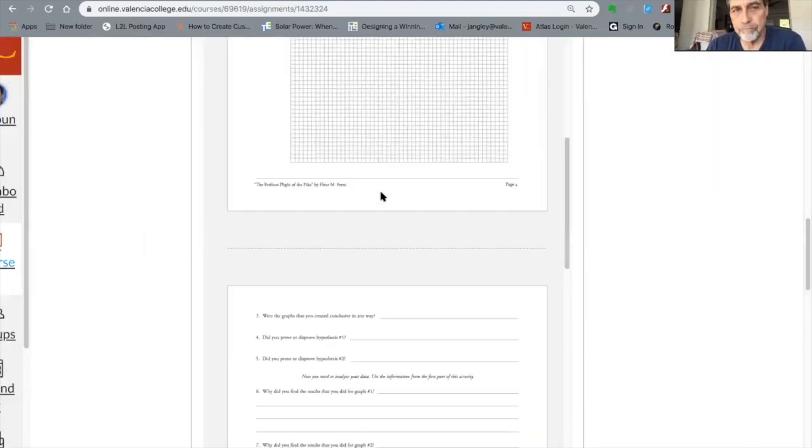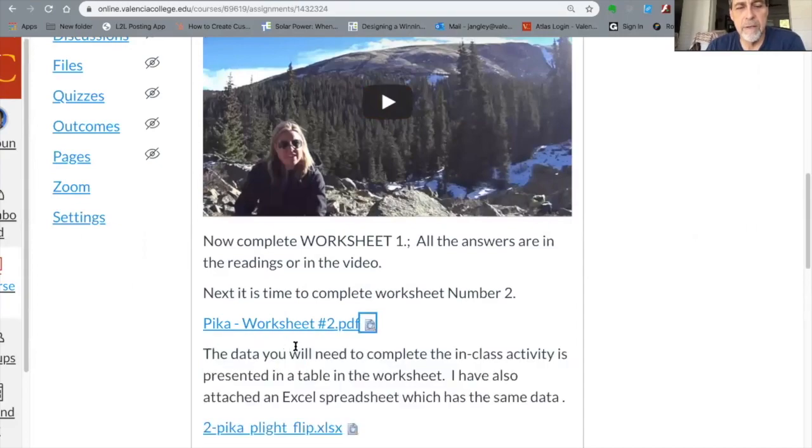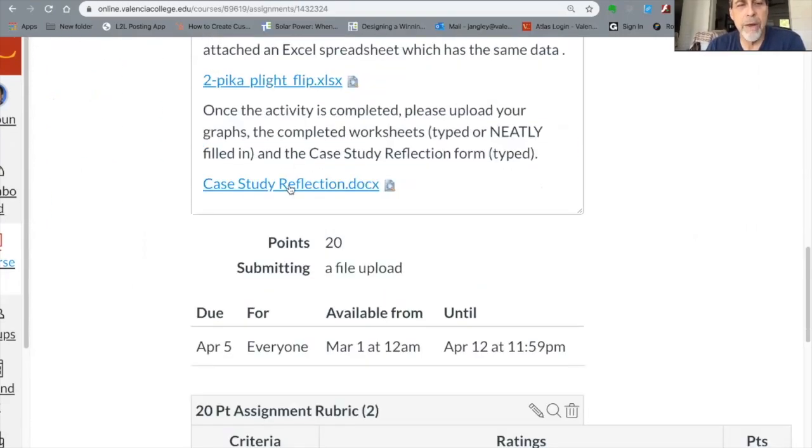So when you're done answering all those questions, you just want to go ahead and open up your case study reflection, fill that in. Again, this is a group study. Everybody has got to put their initials to get credit. I want to see initials. If I don't see initials from your work on the case study, you will not get credit. Everybody has got to participate from now on.